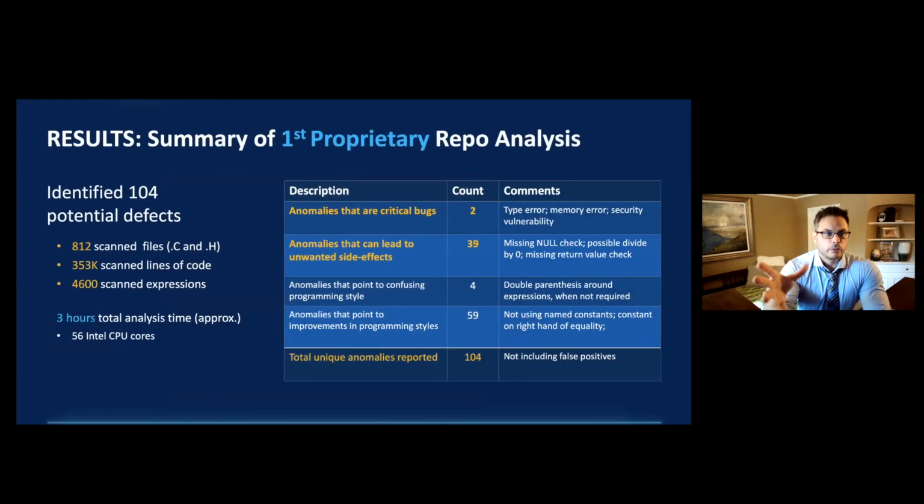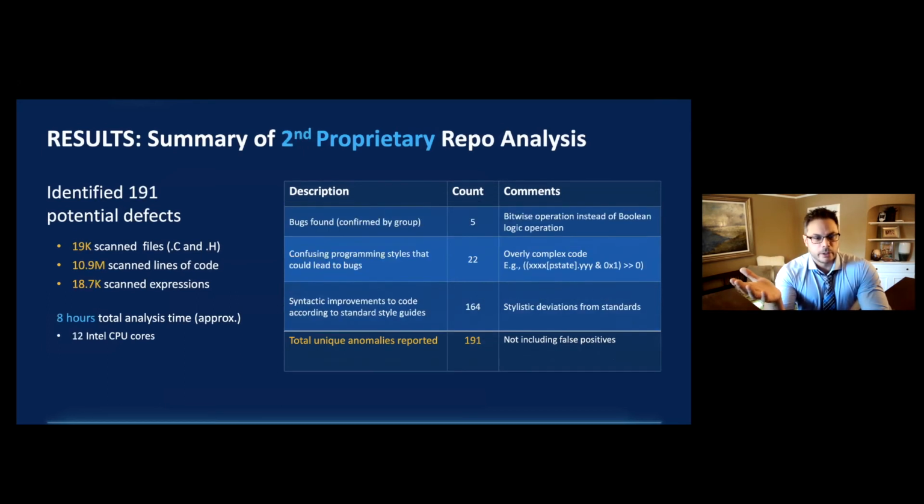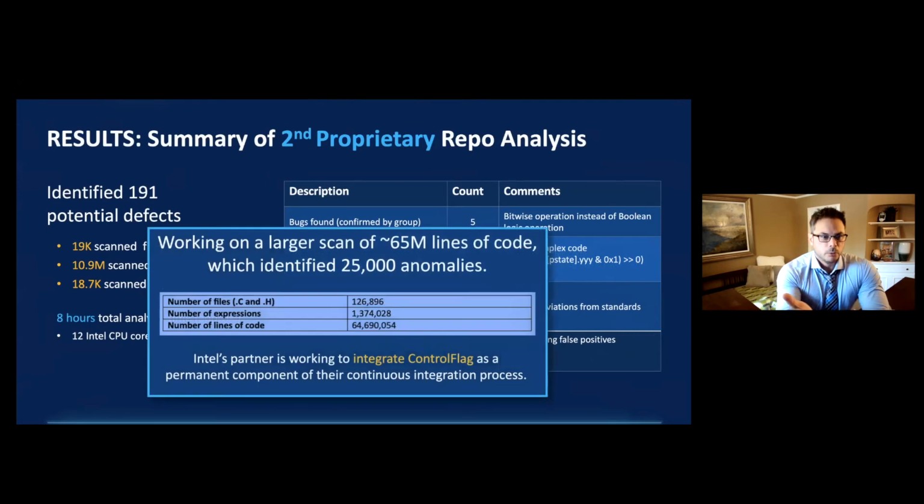And just a high-level overview of that repository, it found essentially 104 repos. We looked at the second repository, it found about 191 unique anomalies. And it's also being used to churn on something like 65 million lines of code. And one of our partners is integrating Control Flag into their continuous integration development environment.